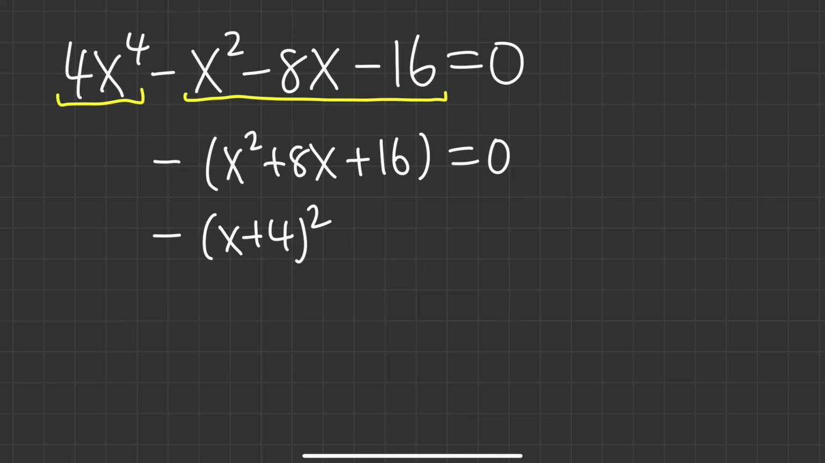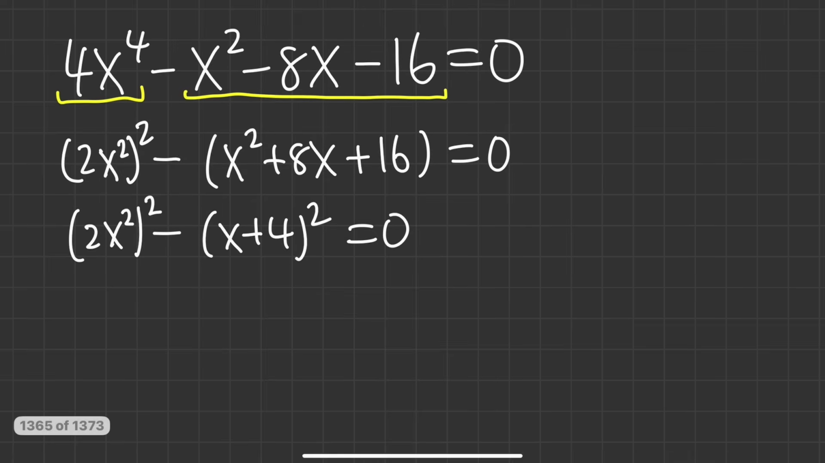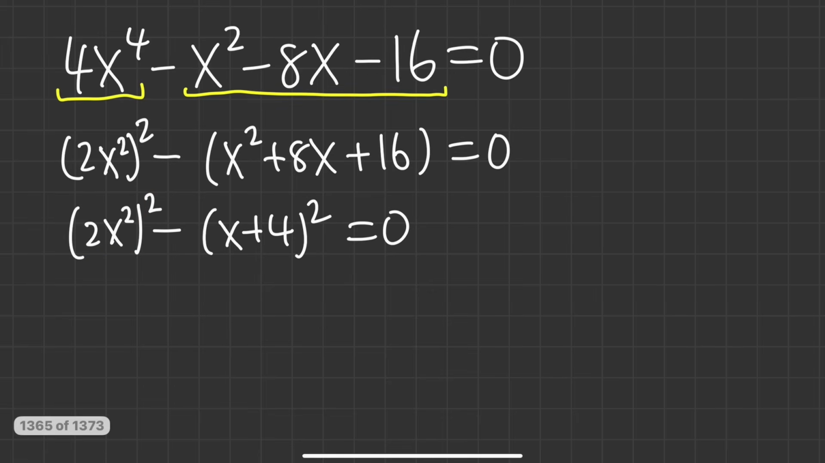And the interesting thing is that if you look at the first term, 4 is the same as 2 squared. x to the 4th power is x squared all squared. So let me bring that down. So have a look. We have this squared minus this squared. So we can use the difference of 2 squares formula. So we can actually factor it. We will get the following.